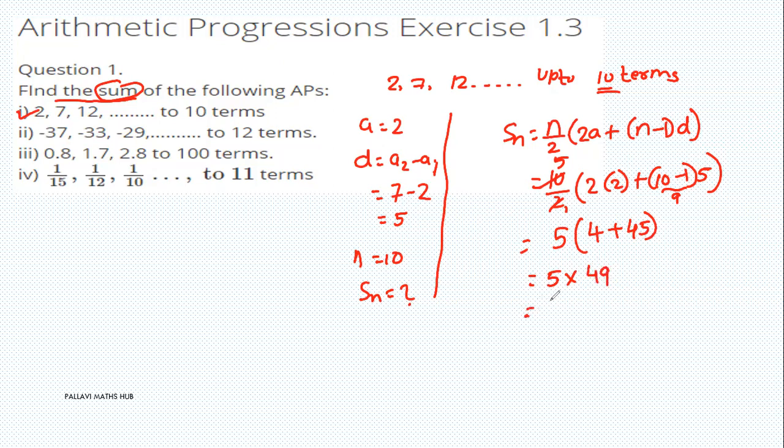In the next step, 5 into 45 plus 4 is 49. Now multiply this one. 5 nines are 45, 4 carry. 5 fours are 20 plus 4, 24. So what is the value? Yes, S10 is equal to 245. So this is the answer.